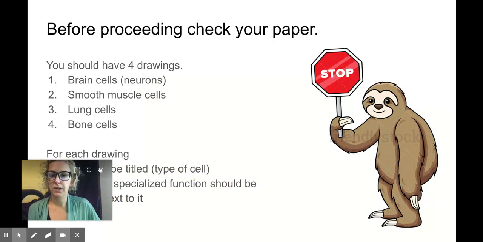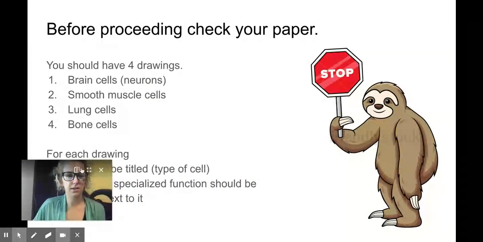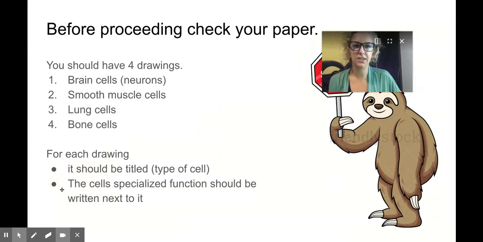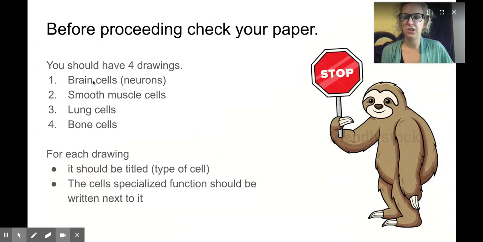Before you go on to the next bit of these notes, make sure that you have 4 drawings at this time in your notes. You have brain cells. You should have muscle cells, you should have lung cells, and you should have bone cells. Each drawing should be titled with the name of the cell, and you should have written the specialized function next to it. Make sure to check your notes before you move on.